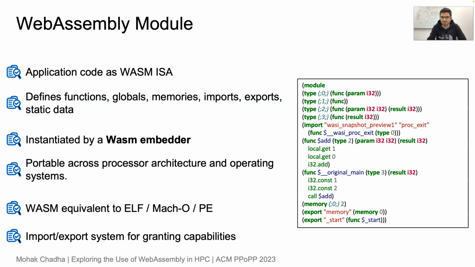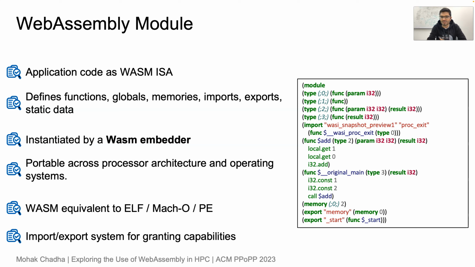All Wasm modules are executed by a WebAssembly embedder or runtime. These Wasm modules are portable across processor architectures and operating systems. Essentially, you can run them anywhere. So a simple way to understand this is that modules are the Wasm equivalent for binary formats like ELF, Mach-O, or PE on Windows.